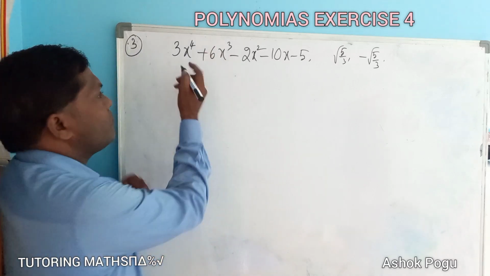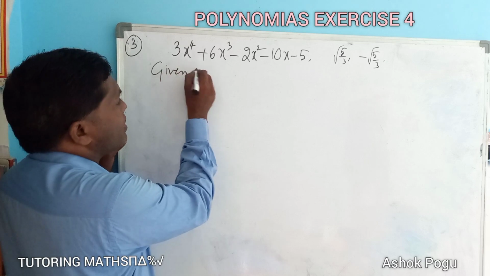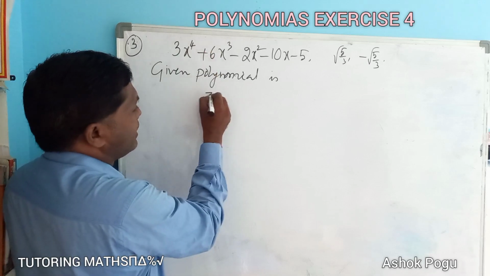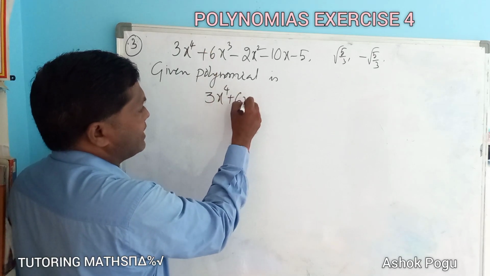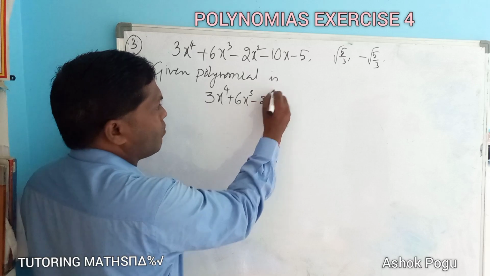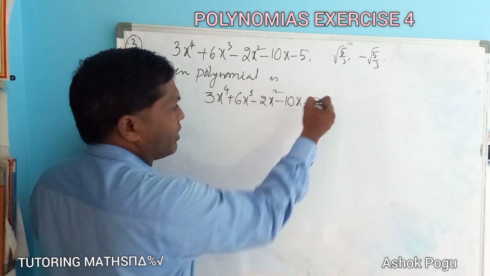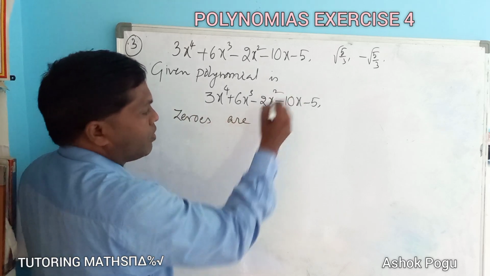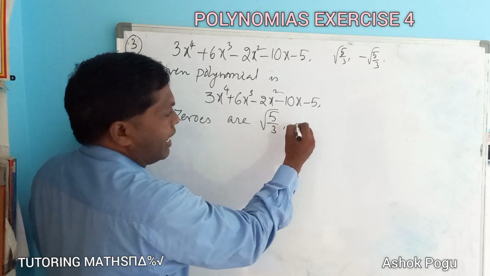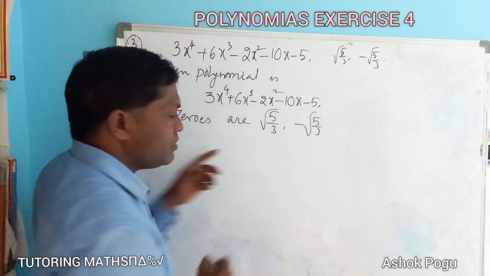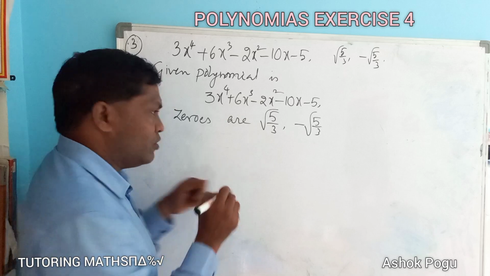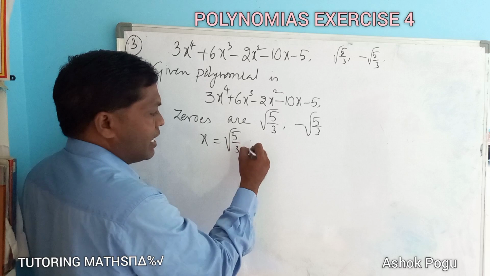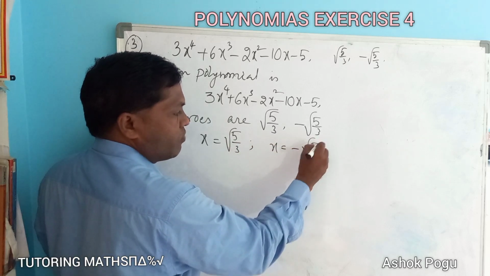Let us see. First of all, what is the given polynomial? The given polynomial is 3x to the power of 4 plus 6x cube minus 2x square minus 10x minus 5. And the zeros, what are the zeros? Zeros are root 5 by 3 and minus root 5 by 3. It means they are x values. So therefore, x is equal to root 5 by 3 and x is equal to minus root 5 by 3.